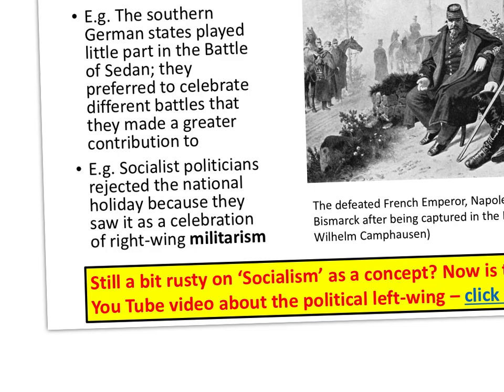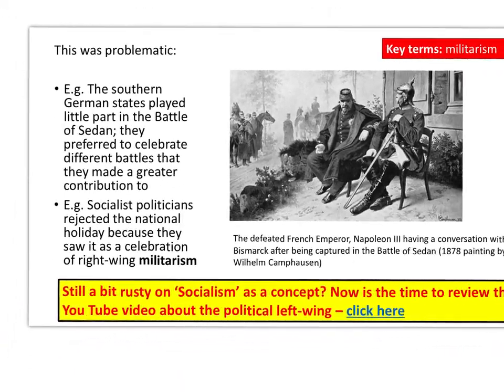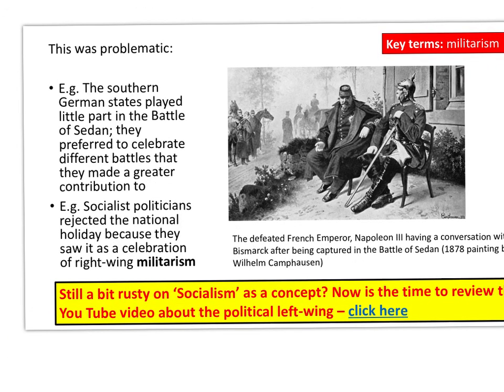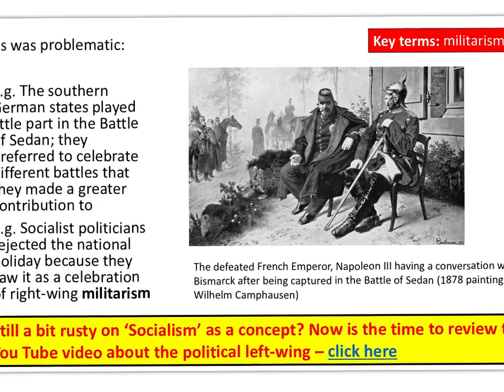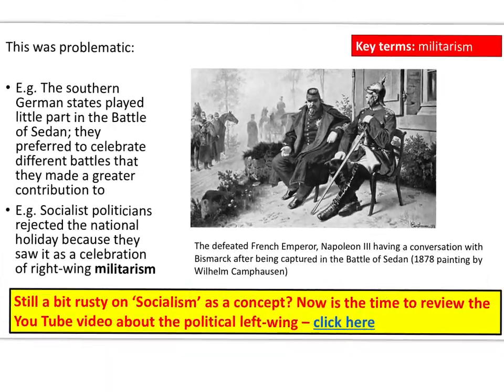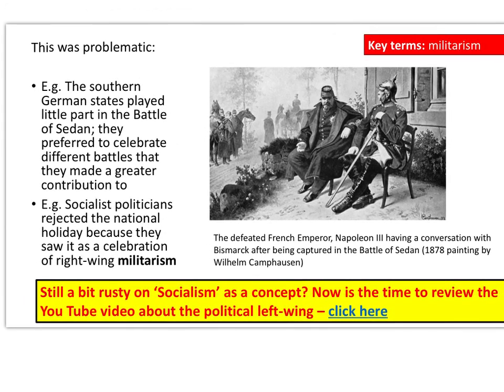They saw it as a celebration of right-wing values, in particular promoting war and militarism. If you're a socialist, you see that as the working classes of one country fighting the working classes of another country, and the rich of the different countries just basically making profit out of the war. So they reject the notion of war.